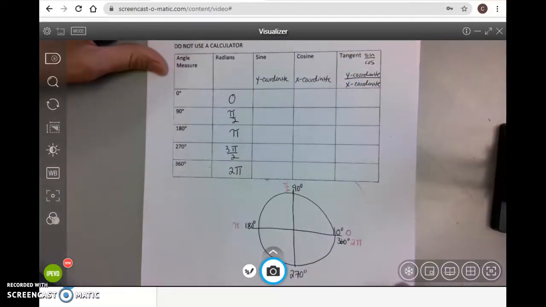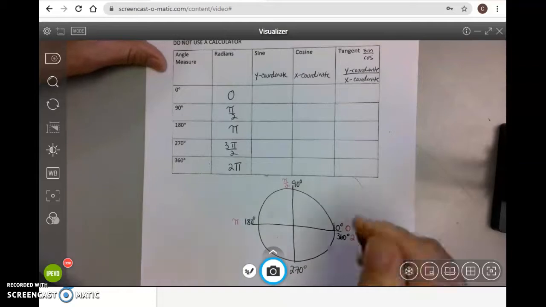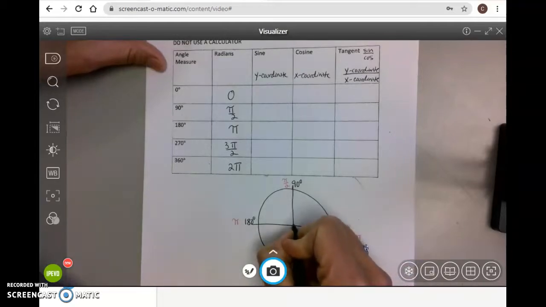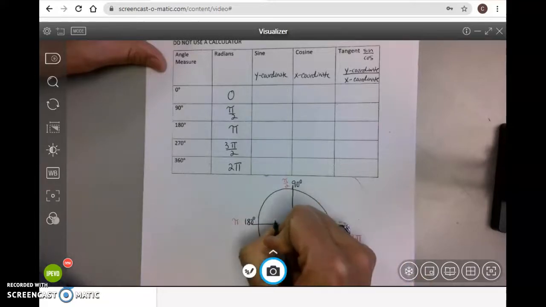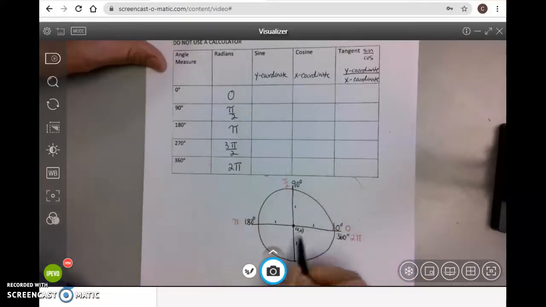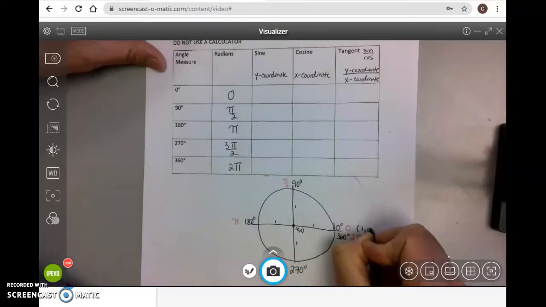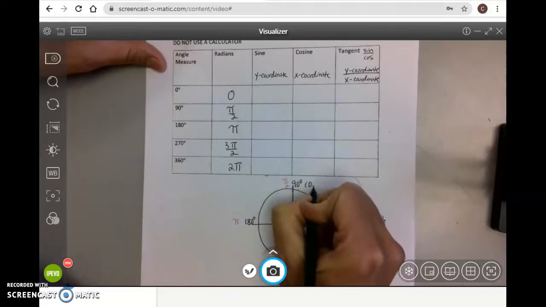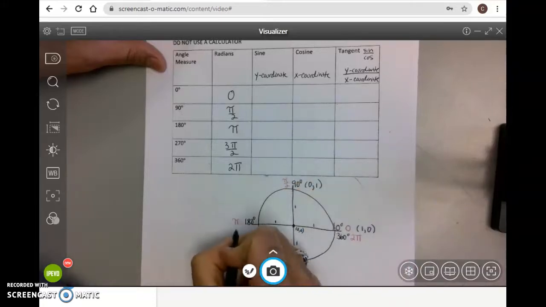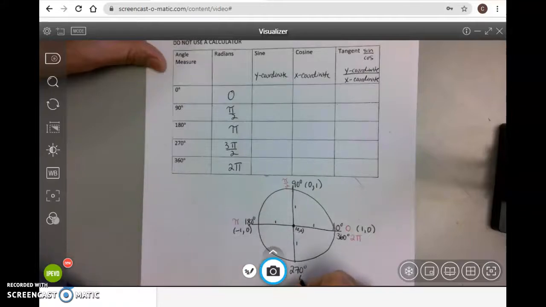Because I need these coordinates, I'm going to have to write down my ordered pairs. Remember that the center of the unit circle is at the origin, 0, 0. And it's called a unit circle because 1 unit is the radius. Therefore, if I go 1 unit to the right, I'm at the ordered pair 1, 0. If I go 1 unit to the top, I'm at the ordered pair 0, 1. 1 unit to the left is -1, 0. 1 unit down is 0, -1.